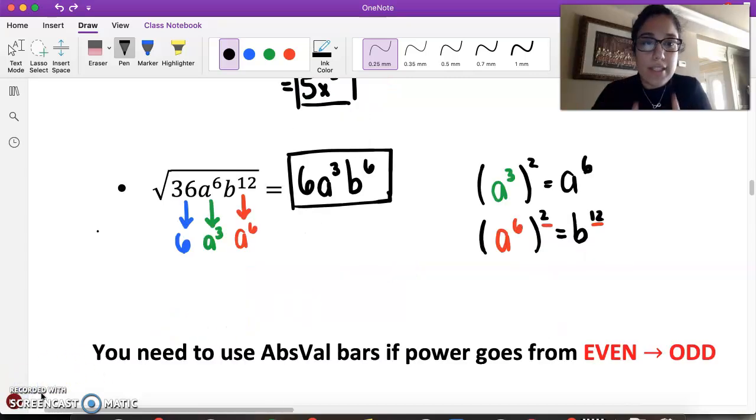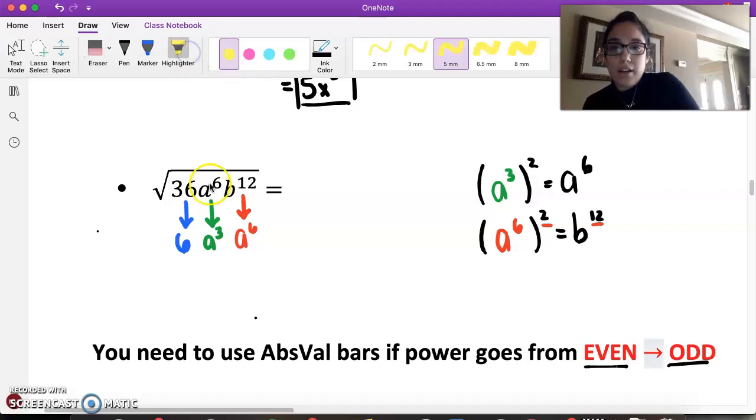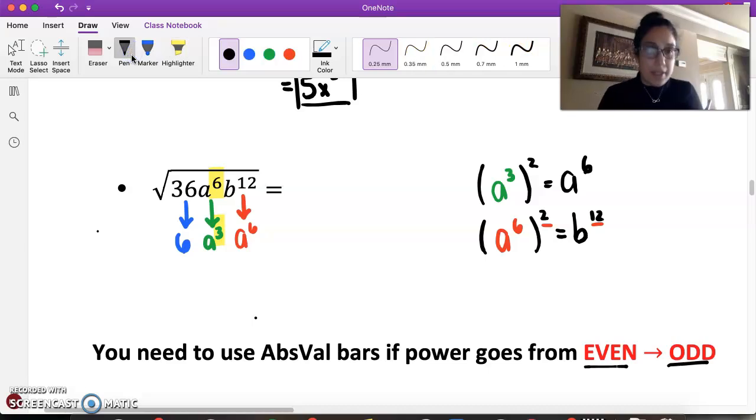But here's something that you guys need to know. You see this little statement on the bottom? It says you need to use absolute value bars if the power goes from even to odd. So I'm going to take a step back real quick. If you notice here, our power went from even to odd, right? 6 is our exponent, to 3. And when this happens, you have to use absolute value bars. So I'm going to put absolute value of a cubed.